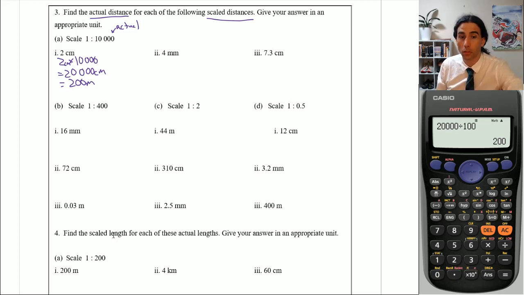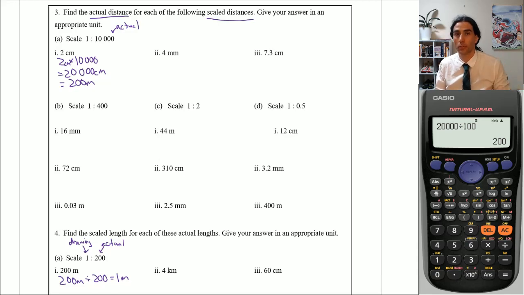And then for question 4, find the scaled lengths for each of these actual lengths. So we're given the actual one, and we want to find the scaled one in the drawing, the map. And the drawing is 200 times smaller. So just what we do is 200 meters divided by 200, 1 meter. That sort of thing. Okay, I want you to have a go at all of those, and I'm going to give you answers to everything. Pausing.